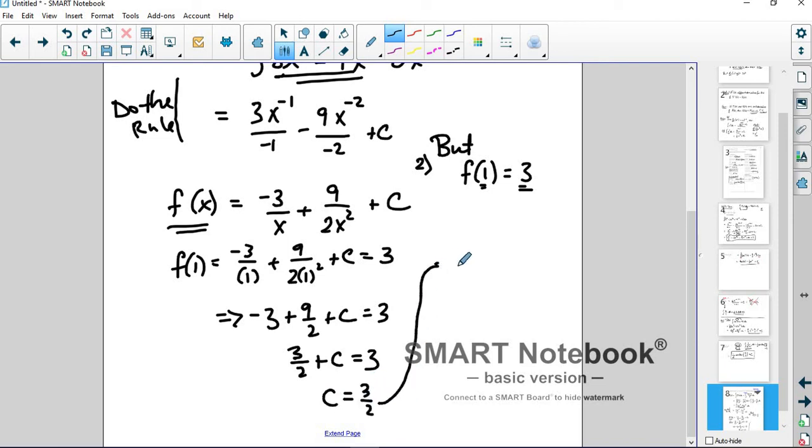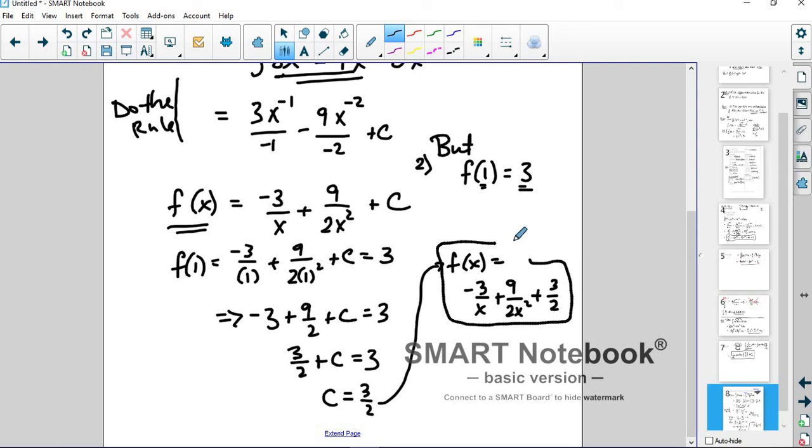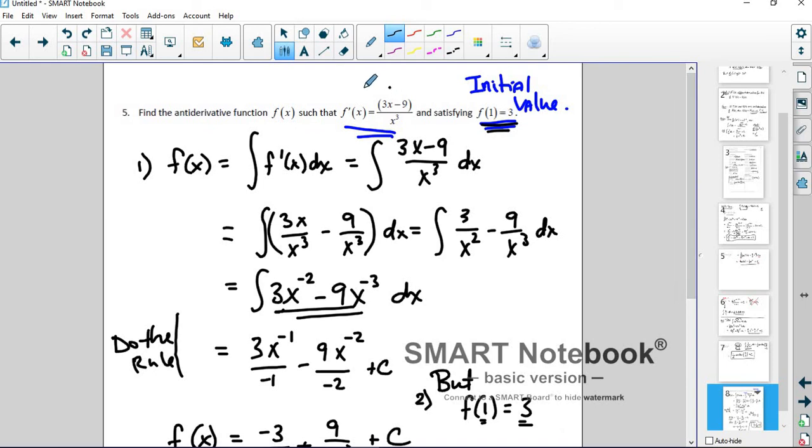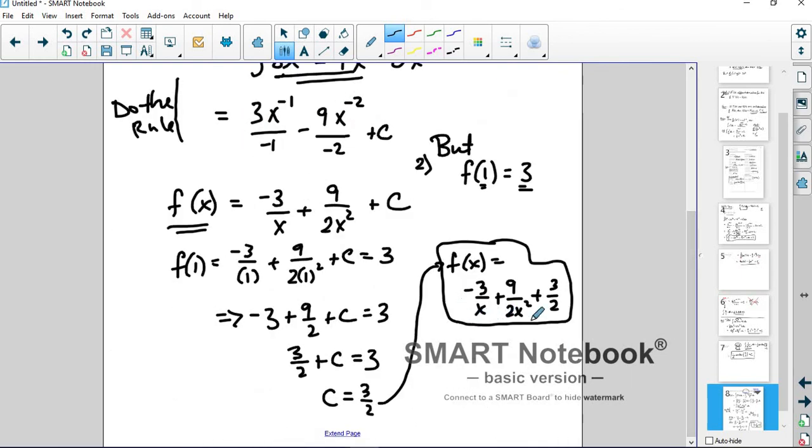That's not the answer. The answer is f of x equals negative 3x plus 9 over 2x squared plus 3 halves. The answer is your single function that fits both of these categories. It has this derivative, there's a lot of those, and it has this value. There's only one function that has this derivative and has this one special value. And it's this one right here. Cool? All right, so that's the only other kind of question I can really give you.